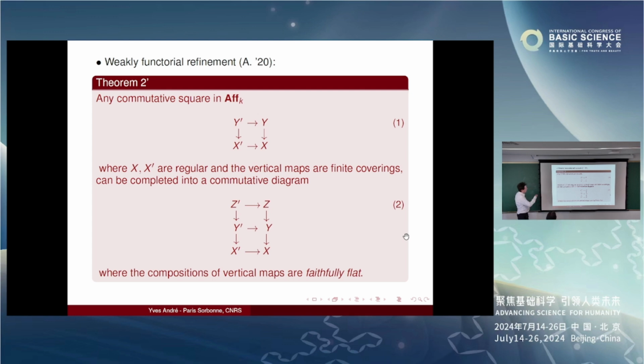Okay, so I just mention briefly the weakly functorial statement. This is what you can imagine. So one starts with a diagram where the vertical maps are just finite coverings of regular rings, regular spaces here, and one has a commutative diagram. Then the theorem says that one can complete it with the Z here, so that the composed map is faithfully flat here too, but one can also find a map between Z prime and Z. This is much more difficult to prove than theorem 2, but it is in the same spirit.